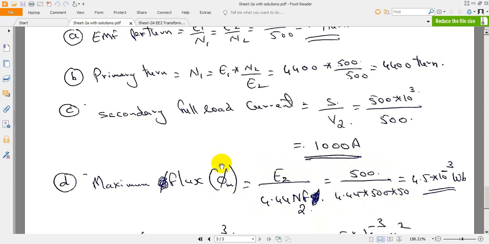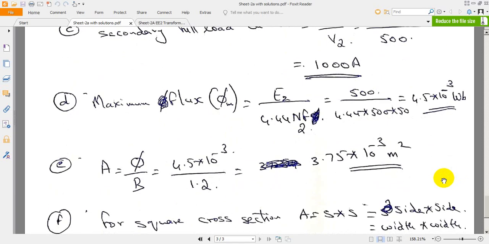This is the relationship between the EMF equation, flux, frequency and number of turns. As we know the secondary parameters, to calculate the maximum flux we will use the secondary information. E2 is 500 volts divided by 4.44, number of turns on the secondary 500, frequency 50 hertz. When you evaluate this, you will get it as 4.5 into 10 to the power of minus 3 Webers.